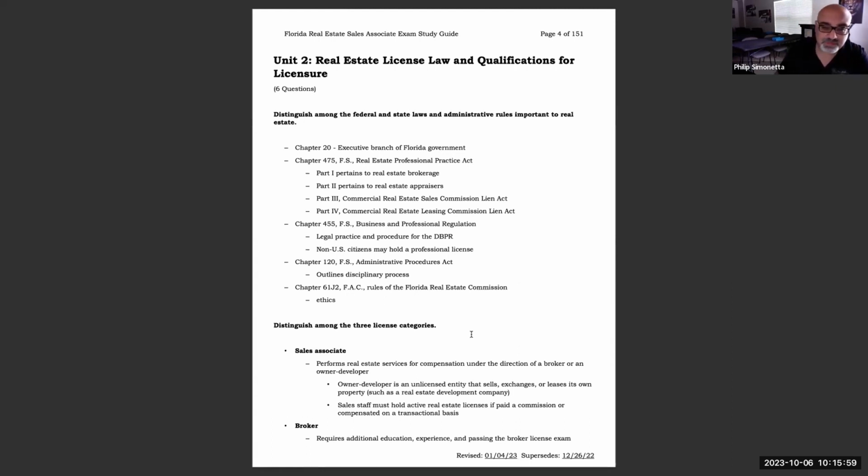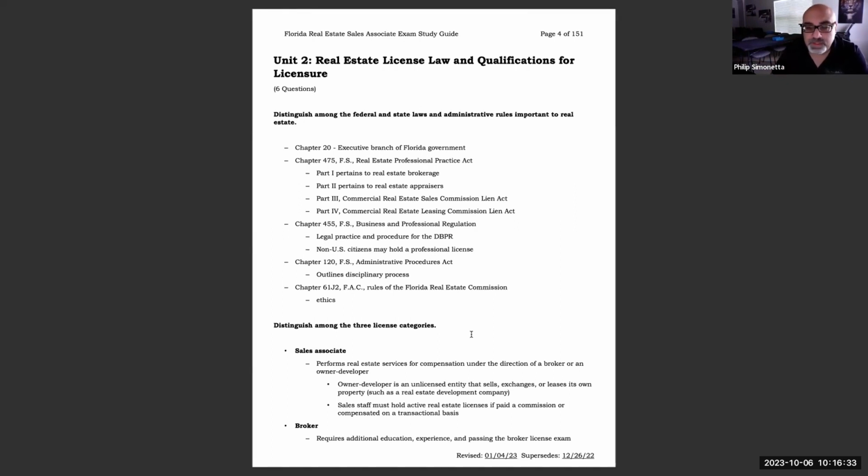Now, you have Chapter 455 Florida Statutes. And this is creating the Department of Business and Professional Regulation. Okay, the DBPR. It's the legal practice and procedure for the DBPR. Okay, and one thing you want to remember for this section is non-US citizens may hold a professional license. They have to have a green card, and they have to have a social security number to be able to get a license. However, they do not have to be citizens. You may see something on that.